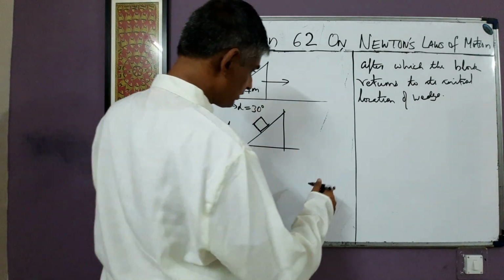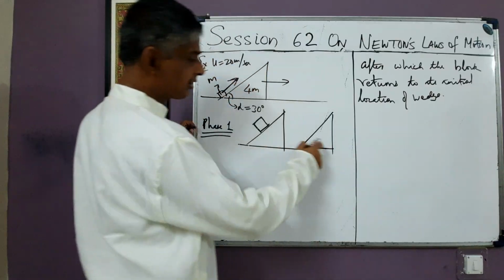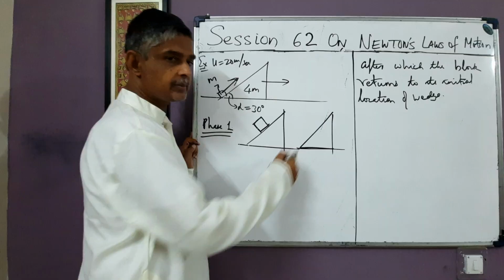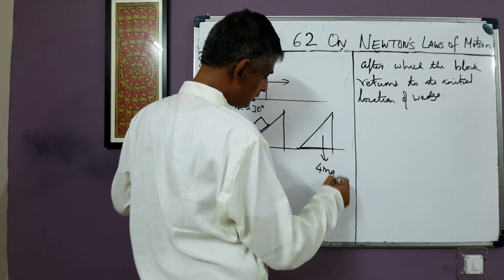I draw the free body of the wedge here in this diagram itself. Here I draw it, okay. Same wedge I have drawn here, not drawn to scale. I draw the free body diagram of the wedge with respect to ground. So here the weight of the wedge is 4 mg.